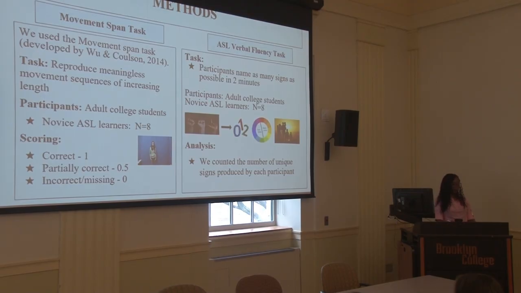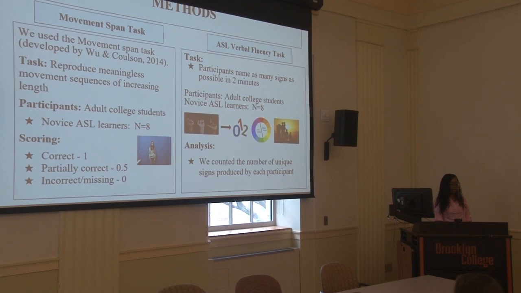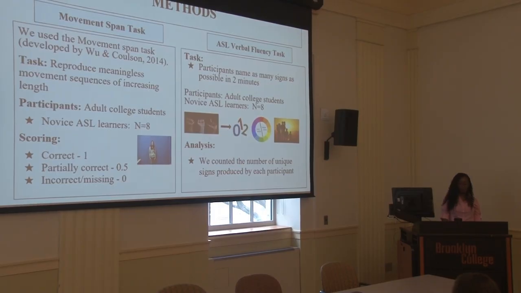For the second task, the ASL verbal fluency, we administered the ASL verbal fluency task. Participants were asked to name as many signs as possible within 2 minutes. Specifically, these were colors, names of professions, fruits, and items of furniture, and then we counted the number of unique signs they produced.